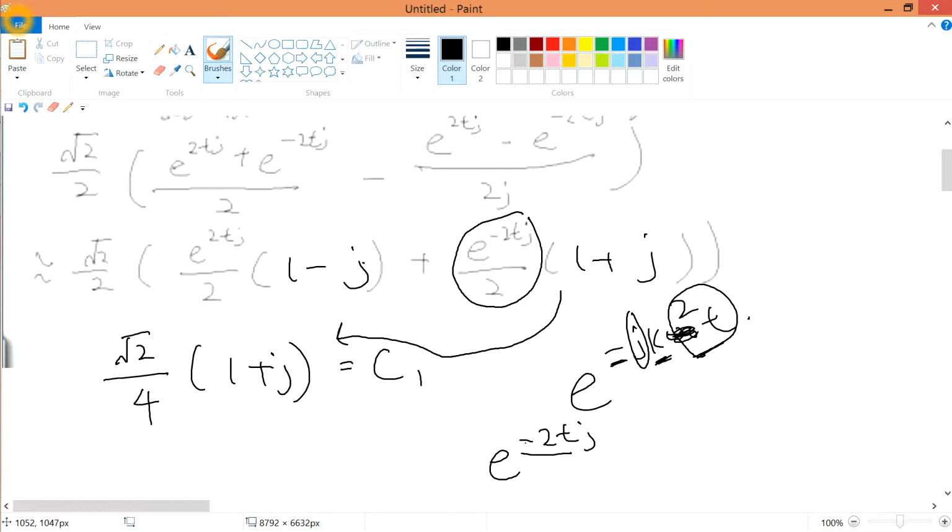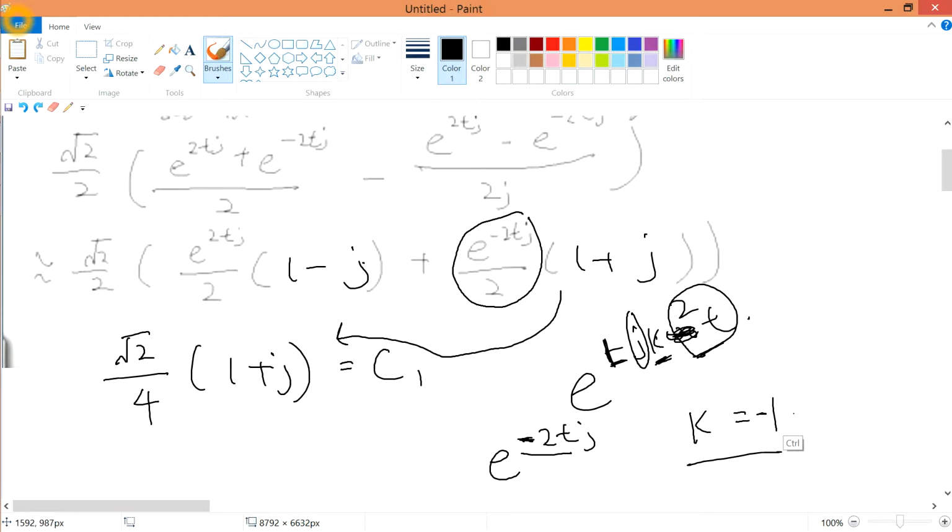In this case, as you can see, this is a minus sign, and therefore k is equal to 1. If k equals 1, then this is minus j2t, which is the one shown over here. If k is equal to minus 1, then this will become plus, which is not this one anymore, but this one.